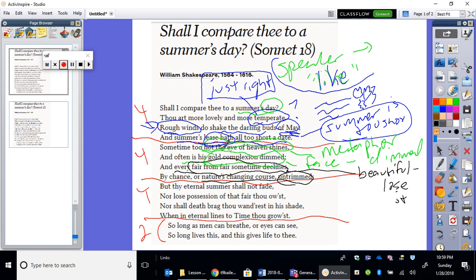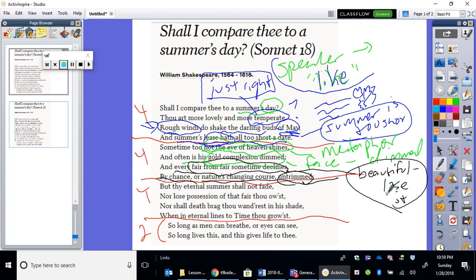"So sometimes too hot the eye of heaven shines." So sometimes it's too hot outside or it's too bright. "And often his gold complexion is dimmed," sometimes it's too dim. "And every fair from fair sometimes declines by chance or nature's changing course untrimmed." As in, as time goes by, people lose their beauty because they get older.